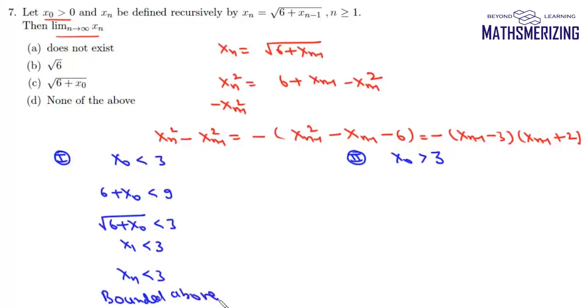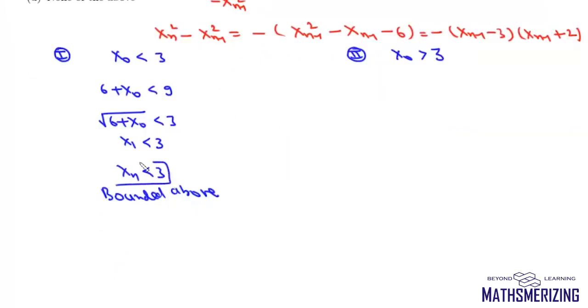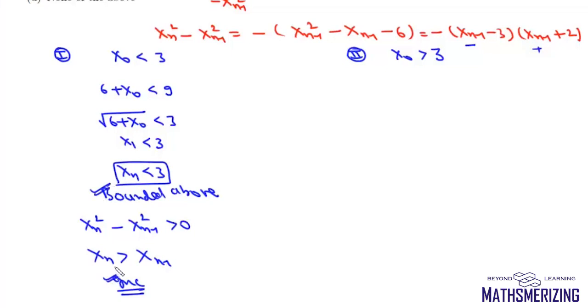Then in that case the sequence will be bounded above. Now if xₙ is less than 3, then this value will be negative, this value will be positive, and then we have this minus sign here, so it will be minus times minus, which is plus. So xₙ² minus xₙ₋₁² will be greater than 0, that is xₙ is greater than xₙ₋₁. That is, the sequence is monotonic increasing. So if the sequence is bounded above and increasing, that means this sequence is going to converge.